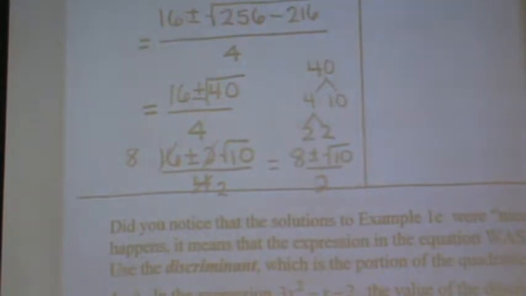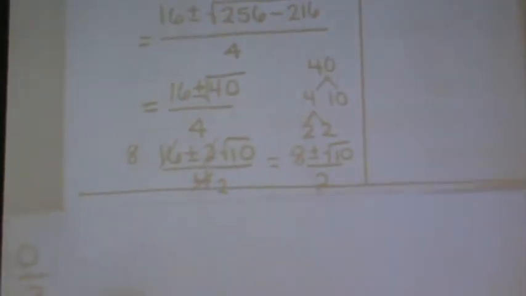Now, some of you guys want to break it up. You can. If you broke up this, you would get 16 over 4 plus or minus 2 root 10 over 4, which if you simplify this, you'd get 4 plus or minus root 10 over 2. That's also another nice answer. I'll take either one. Okay, try the next one. I need you to do the quadratic formula for this.